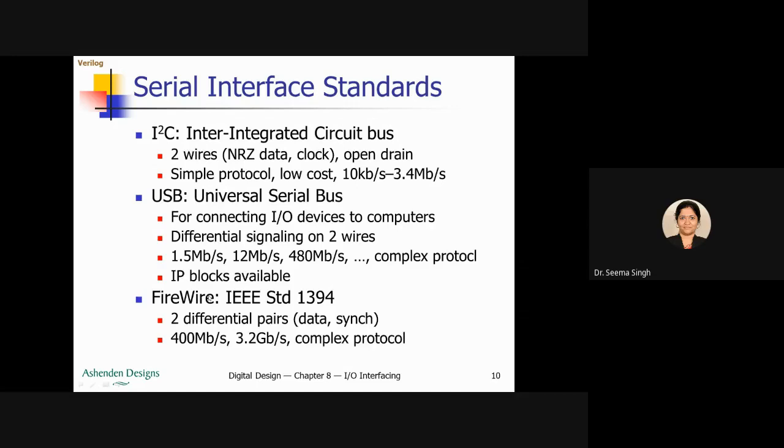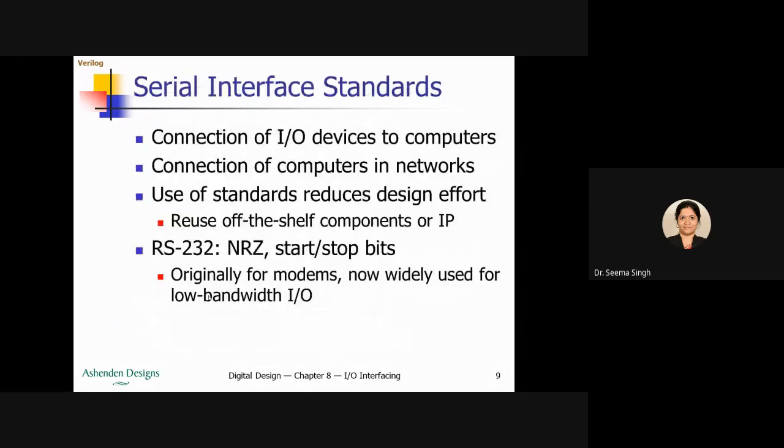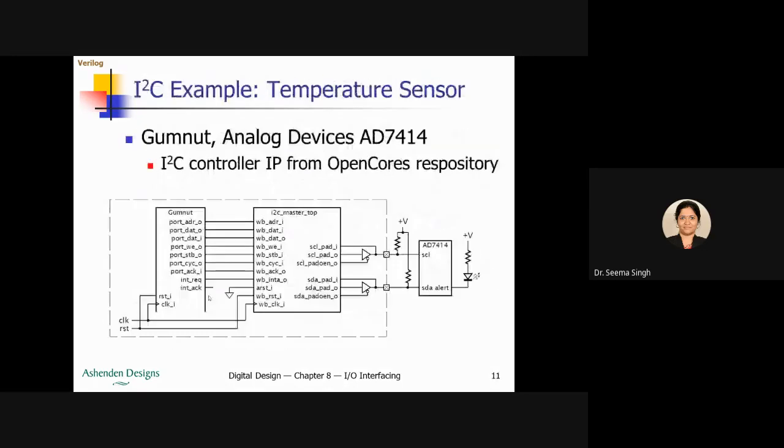So these are the four serial interface standards. In the next class, we will see how we can use this for interfacing with the Gumnut processor which we have discussed, how we use it for our analog devices, and how these connections are done. This is what we will be seeing in the next class.